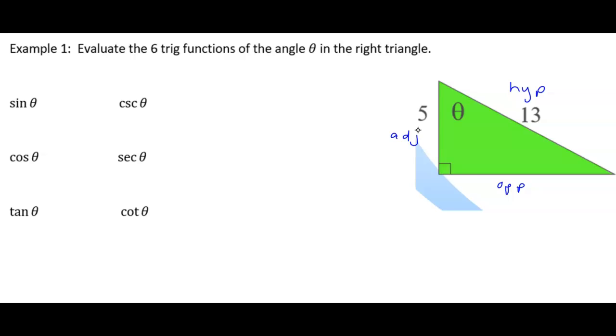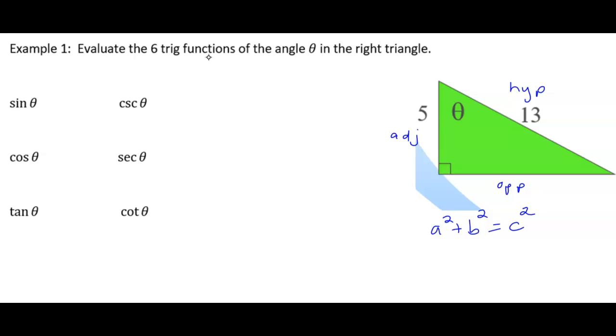So in order to find this other measurement here, we're going to have to do our Pythagorean theorem. So a squared plus b squared equals c squared. You want to make sure when they're asking you to find the value of all 6 trig functions that you have all 3 measurements on the sides of your triangle.